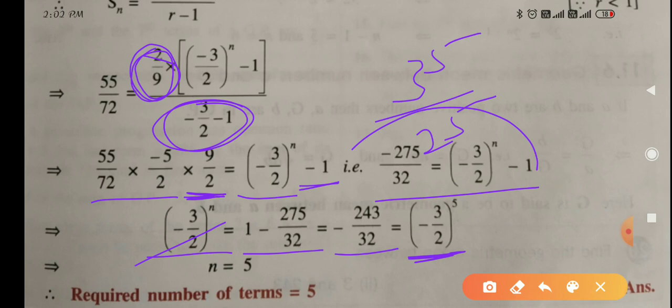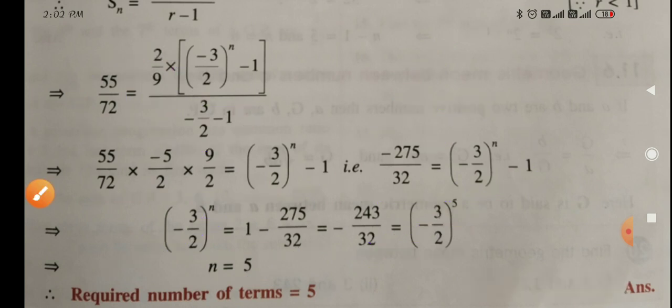Now both the sides bases are same, so the base will be cancelled, you can cut. So n equals 5. Actually they are not cancelled, actually we make the comparison of powers, since bases are same. So n equals 5. So it means that 55 upon 72 is the sum of 5 terms of the given GP. Next example is coming.